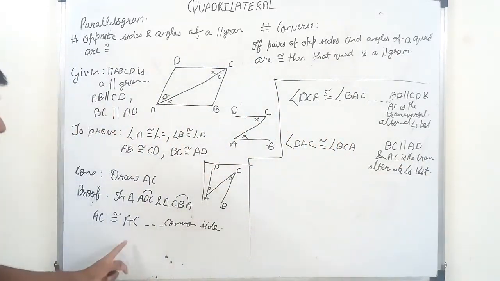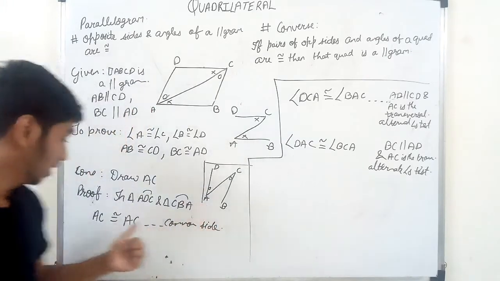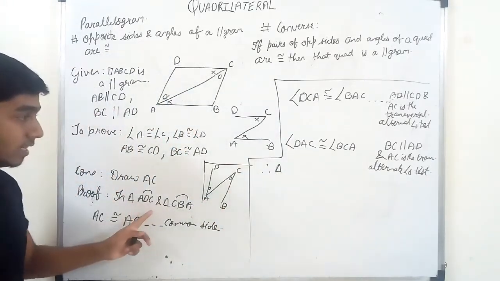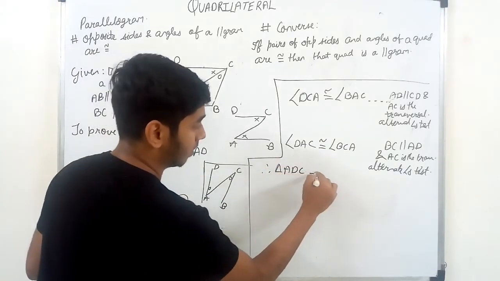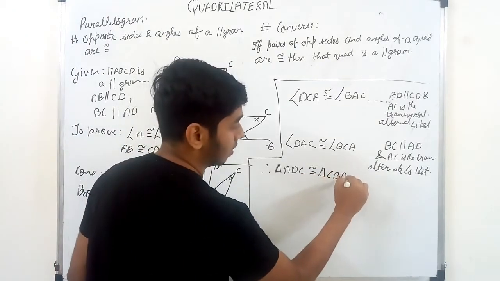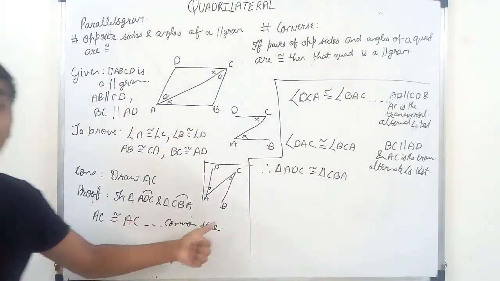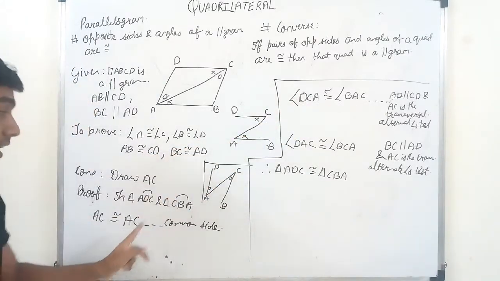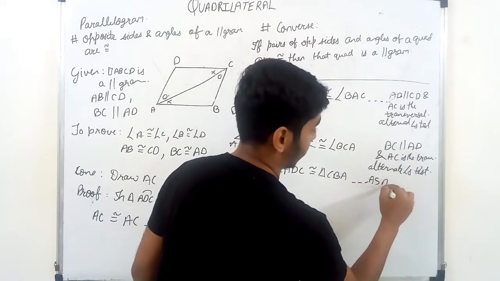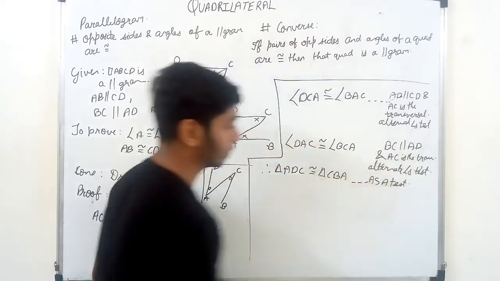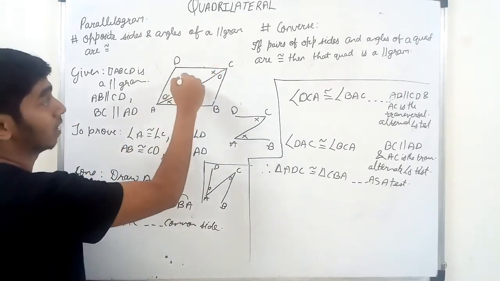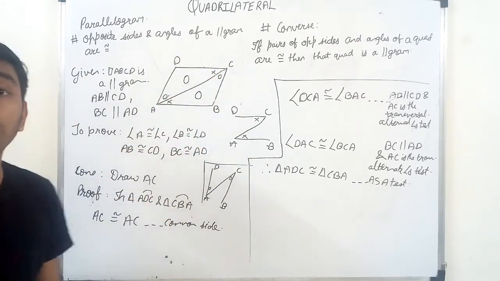Yes or no? So what we have got: two angles congruent, one side congruent. Therefore we can say triangle ADC and triangle CBA are congruent by the ASA test. So I hope you have understood. We proved this particular triangle and this particular triangle to be congruent.